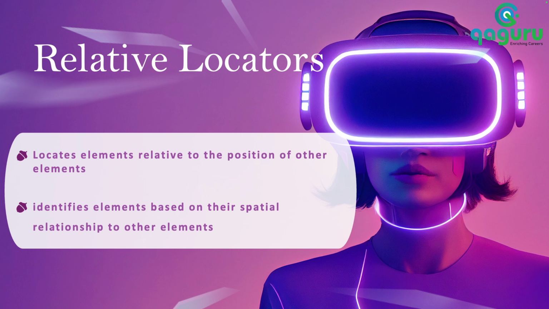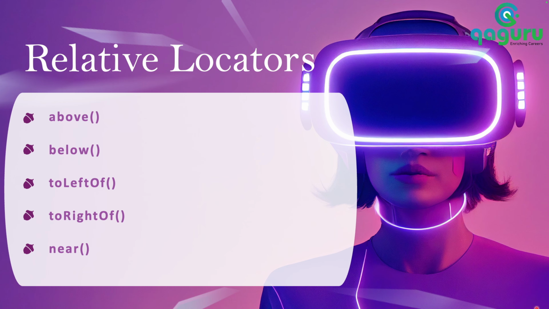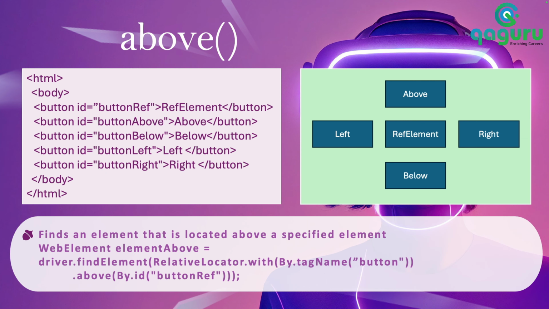Okay, so that means the relative locators identify elements based on their spatial relationship to other elements. There are 5 relative locators available: above, below, toLeftOf, toRightOf, and near. The above relative locator finds an element that is located above a specified element. So now take an example here.